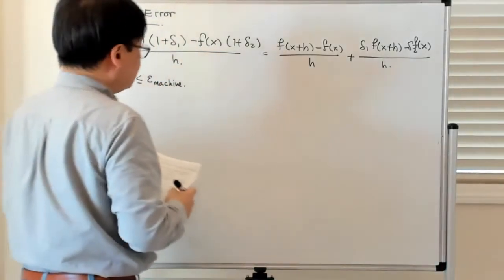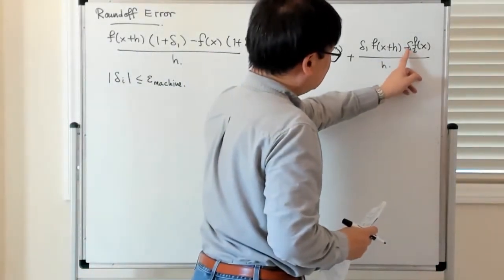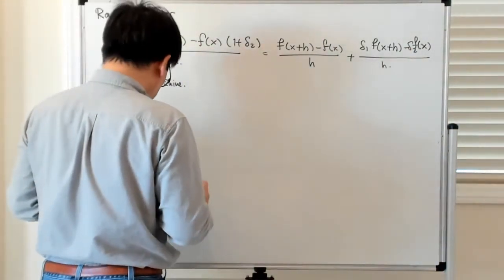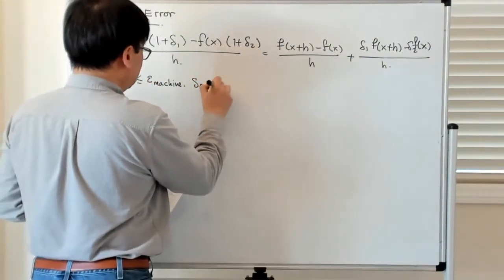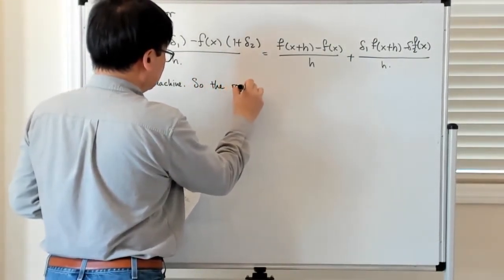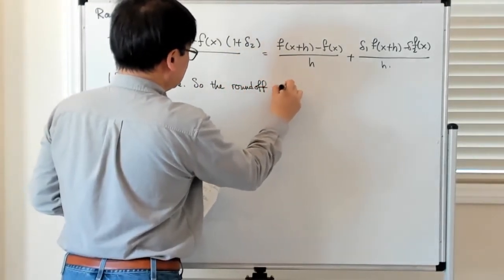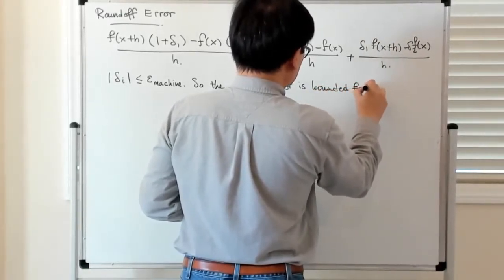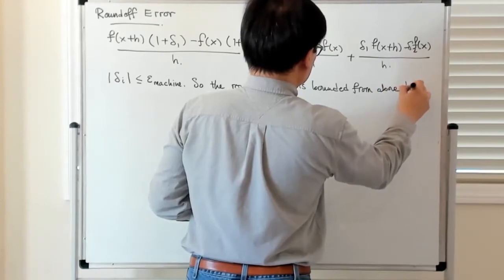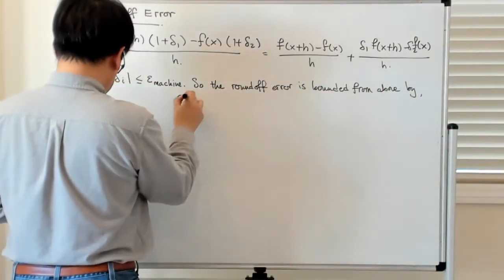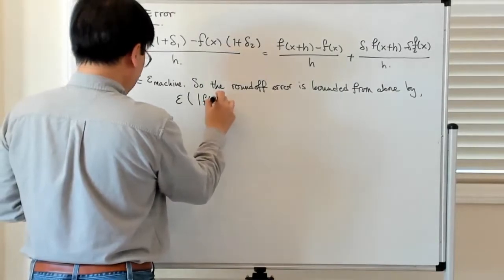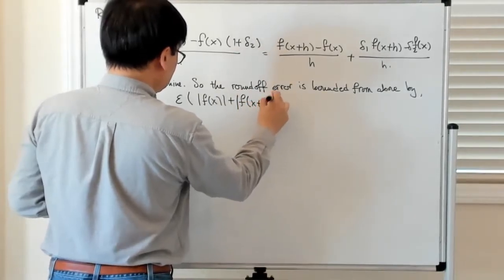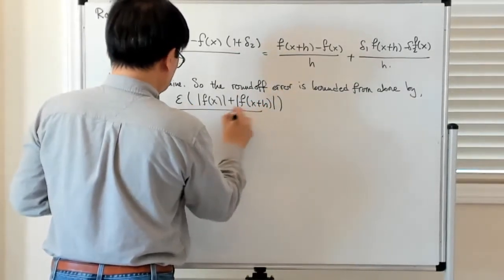So that means that this error term here, which is due to the round-off error in the worst case, is bounded from above. So the round-off error is bounded from above by epsilon times the absolute value of f of x plus the absolute value of f of x plus h, divided by h.